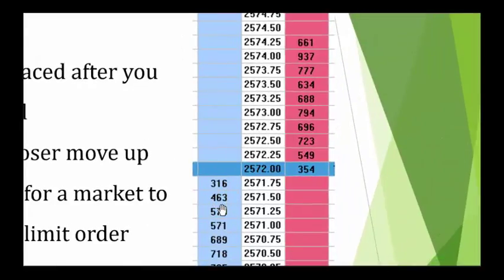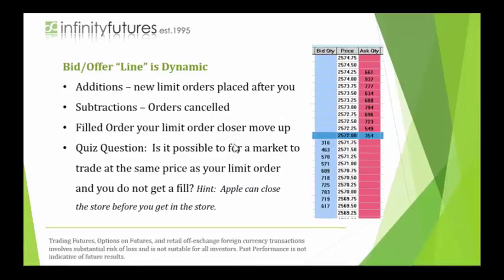So when you see these numbers 316, 463, 570, they all represent limit orders on the buy side, and then these numbers on the offer side, they change. They're dynamic. They get bigger, they get smaller. And the reason for that is just like in the iPhone line, new people will come to buy the phone and get in line behind you. That would represent the line getting bigger, or the number of limit orders getting bigger in the book.